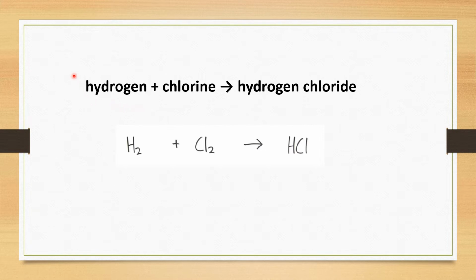Remember that hydrogen and chlorine are diatomic elements and have formulae H2 and Cl2 respectively. The formula of hydrogen chloride is HCl. Thus, we obtain the chemical equation H2 plus Cl2 gives HCl. Now, we must check whether this equation is balanced.